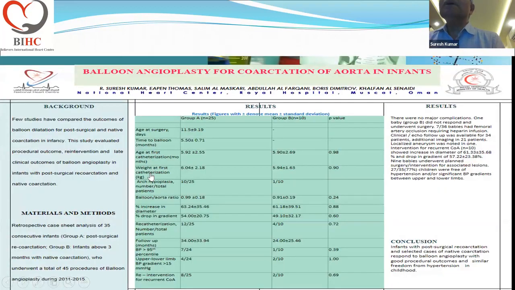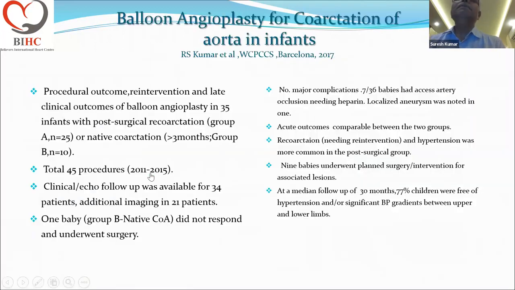This is a paper that my group from Muscat presented at the previous World Congress in Barcelona. Our data was on 35 infants with 45 procedures, 10 native and 25 recoarctation. The results were good, except that among the native coarctation babies, 9 had good results but 1 baby did not respond and underwent surgery. There was no major complication, even though some had access site occlusion responding to heparin.